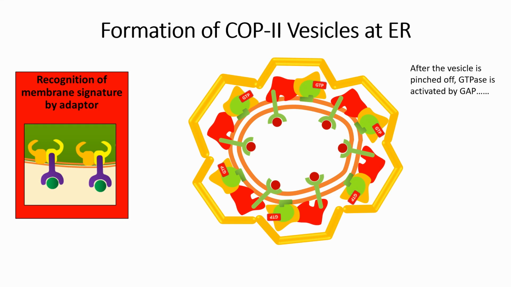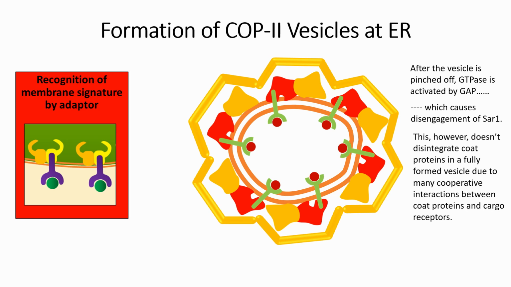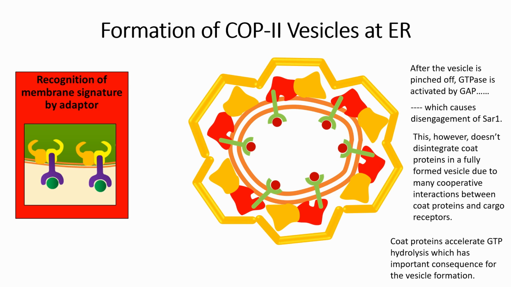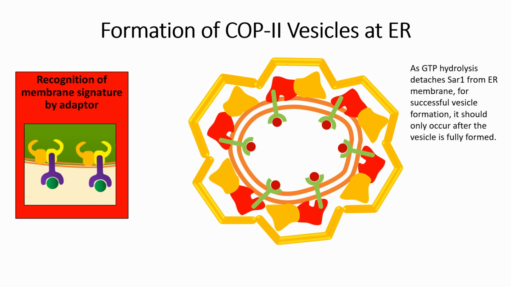After the vesicle is pinched off, GTPase is activated by GAP, which causes disengagement of SAR1. This, however, does not disintegrate coat proteins in a fully formed vesicle, due to many cooperative interactions between coat proteins and cargo receptors. Coat proteins accelerate GTP hydrolysis, which has important consequences for vesicle formation. As GTP hydrolysis detaches SAR1 from the endoplasmic reticulum membrane, for successful vesicle formation it should only occur after the vesicle is fully formed. Premature activation of GTPase aborts the process of vesicle formation.